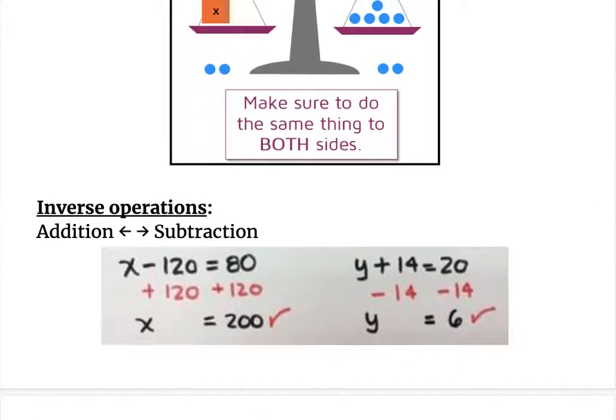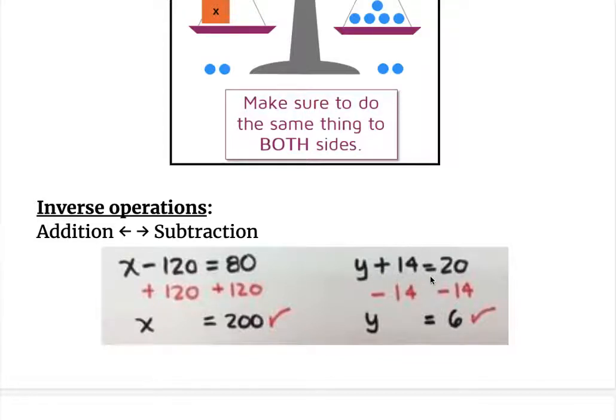And like I said, algebraically, if you didn't want to draw the scale, you would just perform your inverse operation. So if the equation was x minus 120 equals 80, then instead of subtracting 120, you would add 120, and you would have to do that to both sides. The left-hand side would cancel out, so you just have x equals 80 plus 120 is 200. So the x stood for 200. 200 subtracting 120 got you that 80.